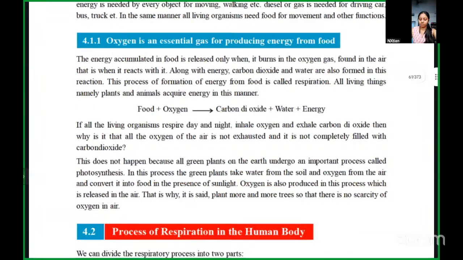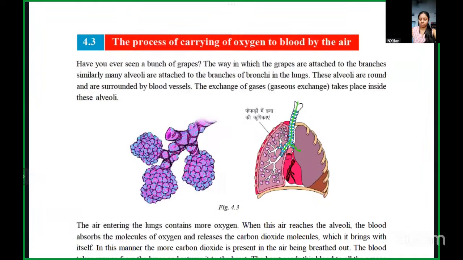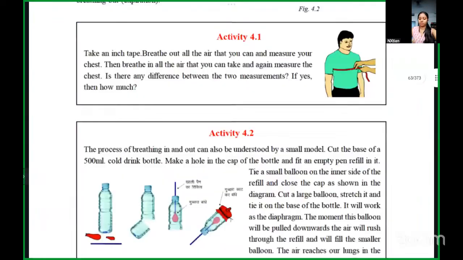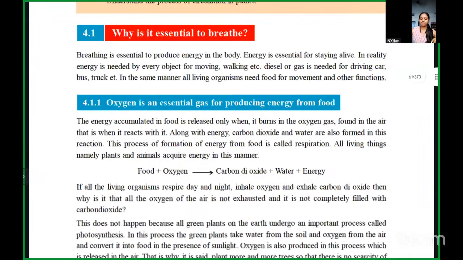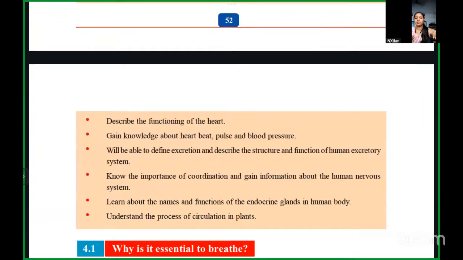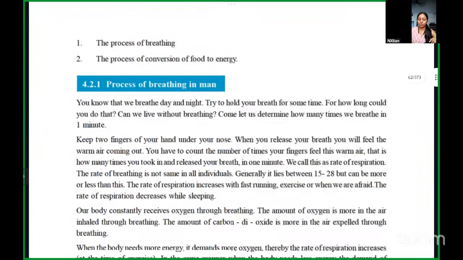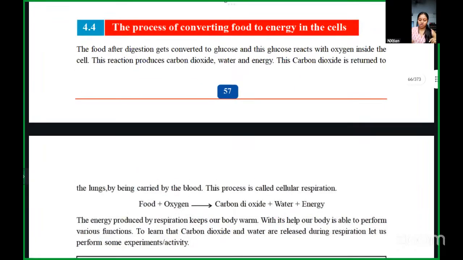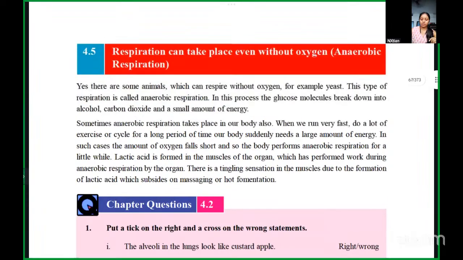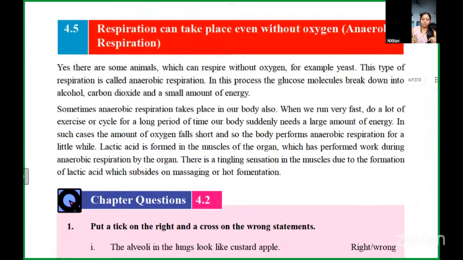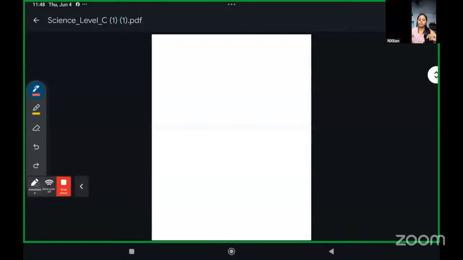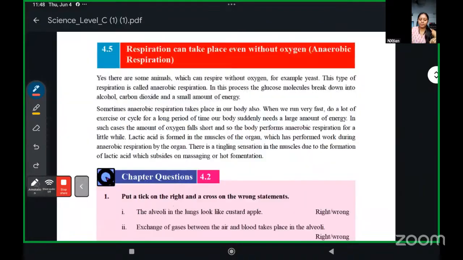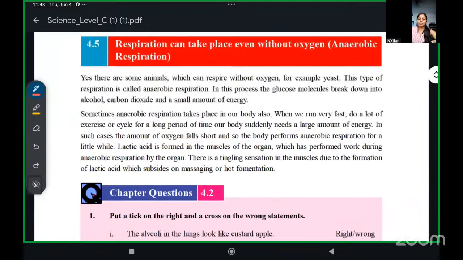Okay, we are doing lesson 4, biological processes, part 1, and we've been talking about respiration and gaseous exchange in the alveoli. Today we will talk about a type of respiration that takes place without oxygen, which is known as anaerobic respiration.